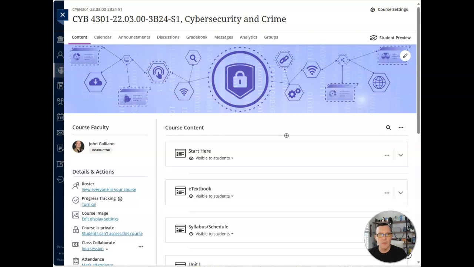Now, our textbook for this course is Legal and Privacy Issues in Information Security, by Joanna Lynn Graham and published by Jones and Bartlett Learning.